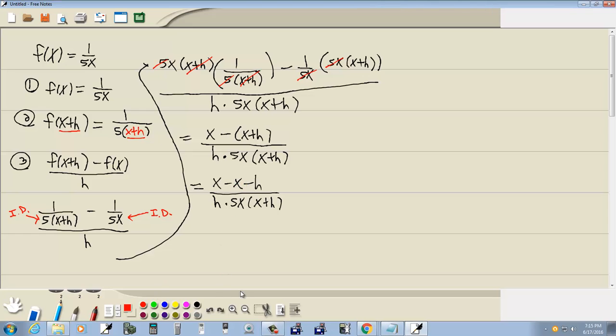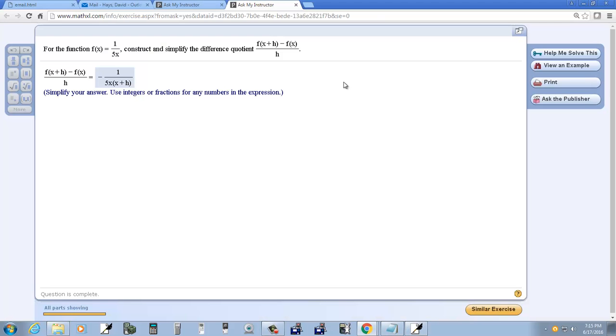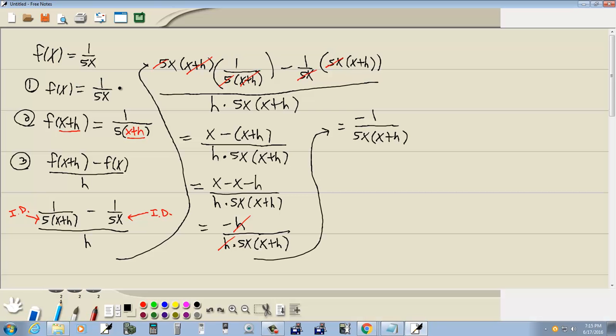X minus x cancels away, and we got negative h over h times 5x times x plus h. Now this h cancels this h. There's nothing left up on top except for the negative, so we're left with a negative 1. If everything else cancels away, you've always got a 1 over the bottom here. So that's why we get the negative 1 over 5x times x plus h.